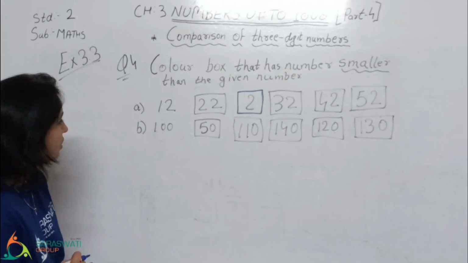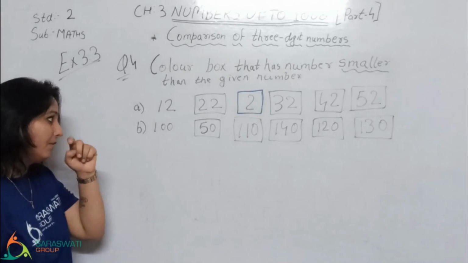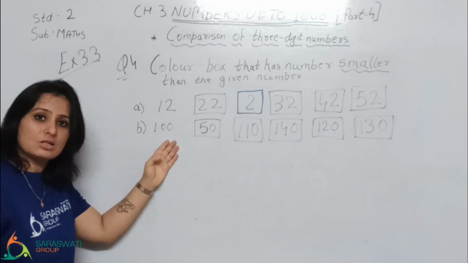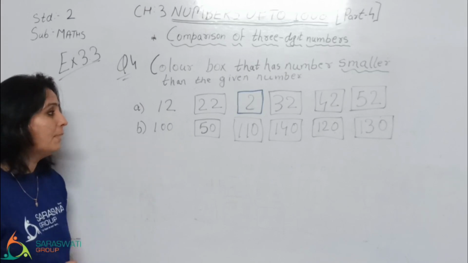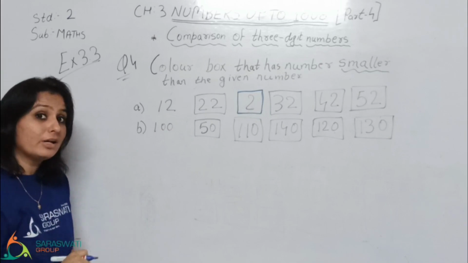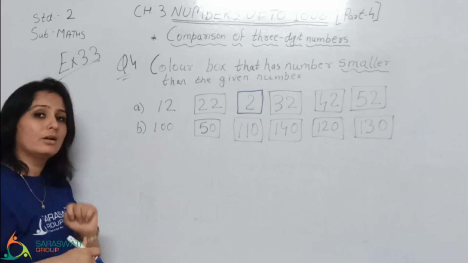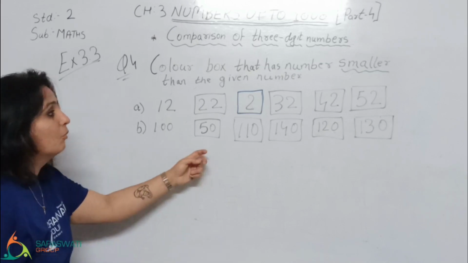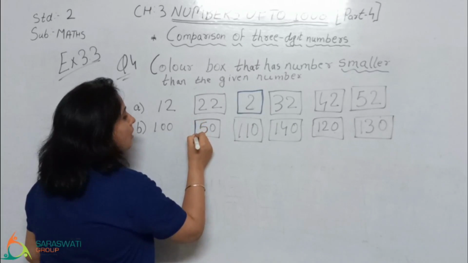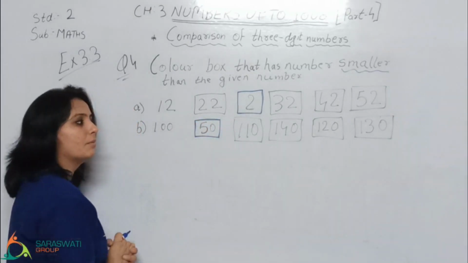Moving on to the next question. The question is 100. Now, first of all, 100 is a 3-digit number. So let's start the comparison. The first number is 50 and it is already a 2-digit number, and you know that 2-digit number is smaller than 3-digit number. So हमको smaller चाहिए तो ये आएगा. Yes, this will come. So we will color this number.